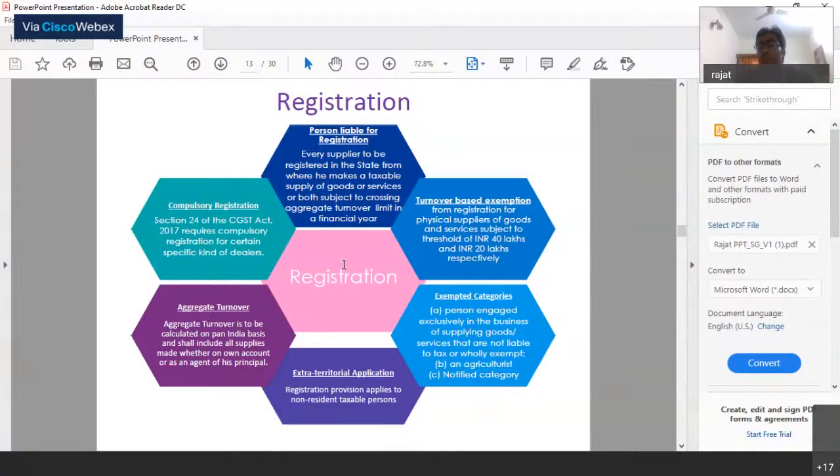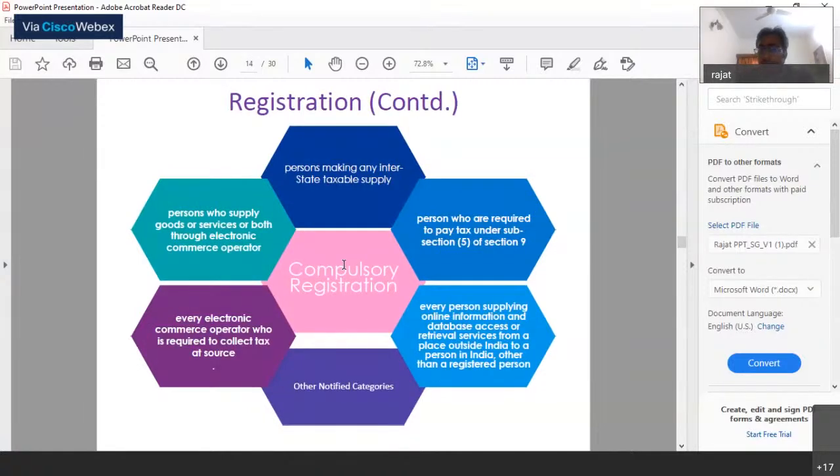Then comes the most important part of GST registration, which is the compulsory registration. Section 24 of the CGST Act requires compulsory registration for certain specific kinds of dealers. Who are those dealers? Let us see. Any person who's making an interstate taxable supply. So if you're making supplies of goods or services interstate, say from Delhi to Bihar, Delhi to UP, in that case, you are compulsorily required to obtain GST registration.